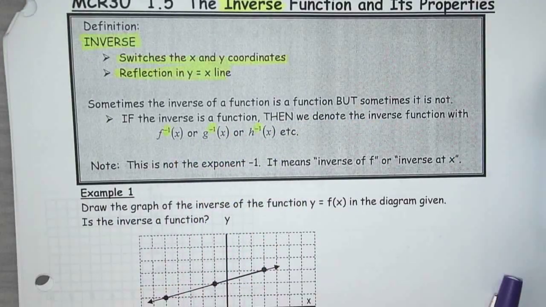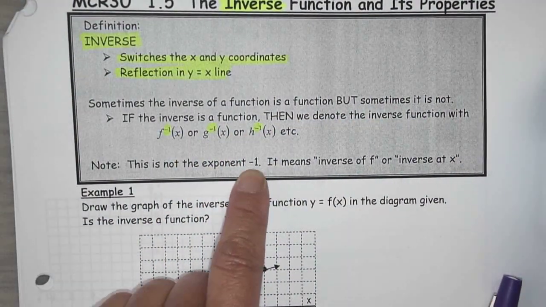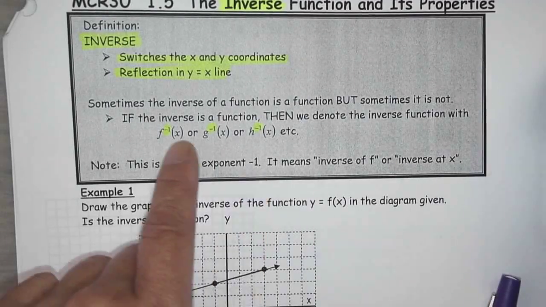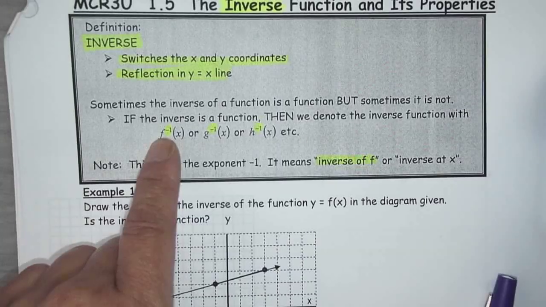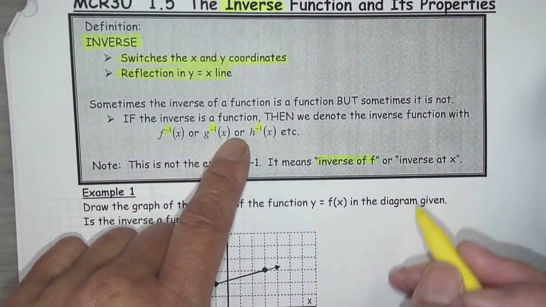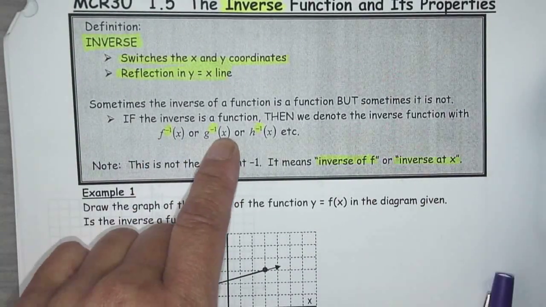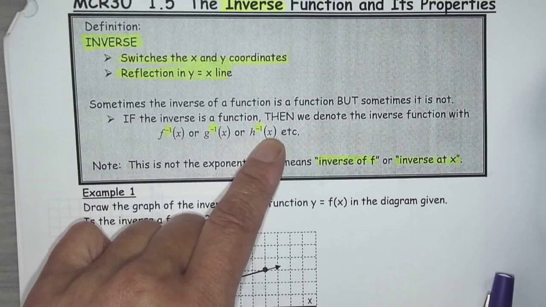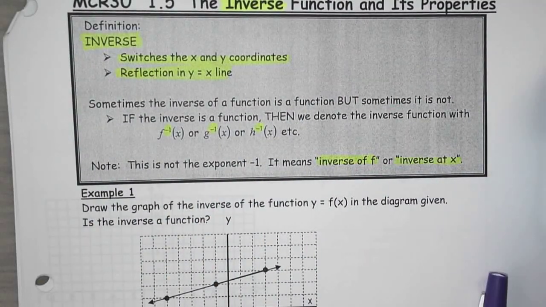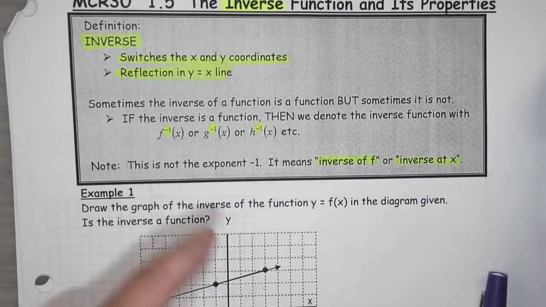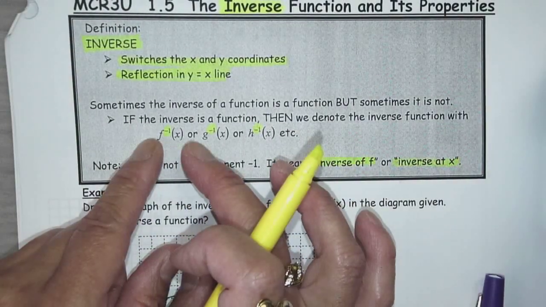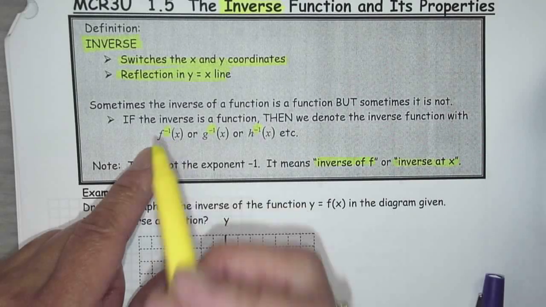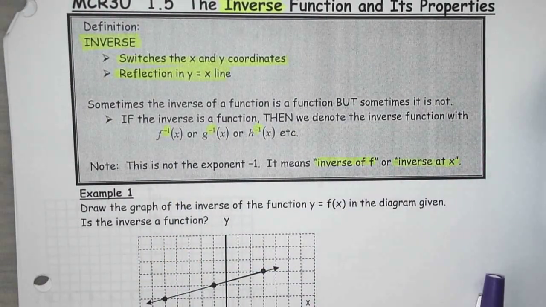See that little -1? It does not mean exponent of -1. When it's used in function notation, it means inverse of. So that's inverse of f of x, inverse of g of x, inverse of h of x. It doesn't mean exponent -1. When it's used on a function, in between the f and the x, now that we've learned function notation, that means inverse. You'll get used to this notation.